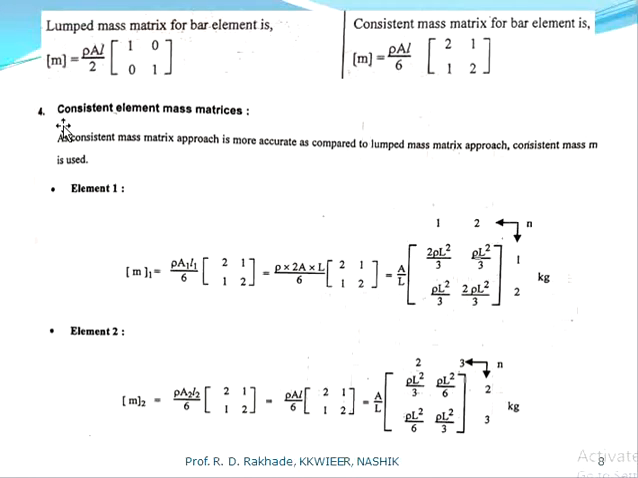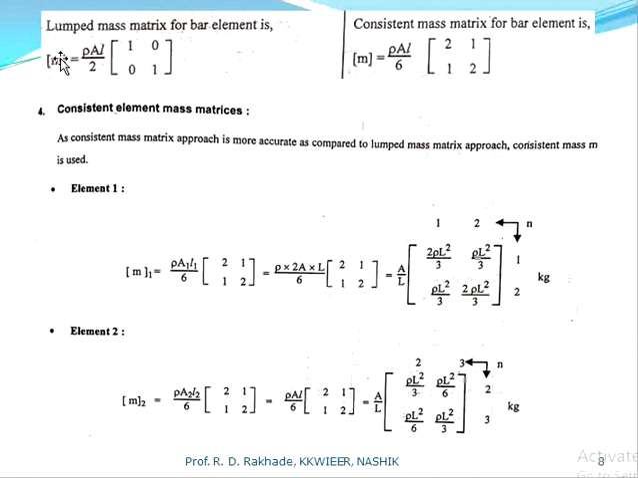Next, we determine the consistent element mass matrix. Obviously we have two elements, so we will generate two mass matrices like the stiffness matrices, using a standard formula. Again there is a question, because there are two types of mass matrix. The first one is lumped and the second one is consistent. So whichever is best.